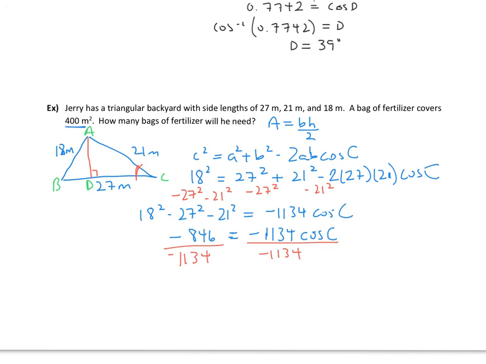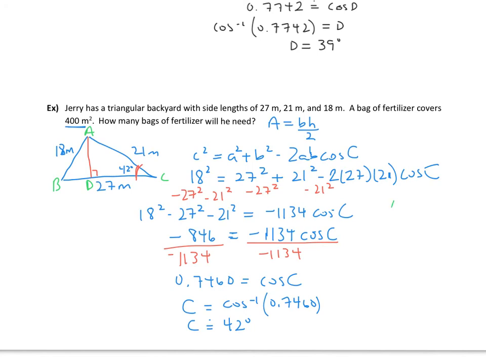All right, so negative 846 divided by negative 1,134 gave me approximately 0.7460. And that's the cosine of angle C. I'm going to undo the cos by second functioning the cosine on that 0.7460. I've got all those digits on my calculator, and I get angle C approximately equal to 42 degrees. All right, all that work just to get this little sweet little angle right here. Now I can work at getting the height of the triangle.